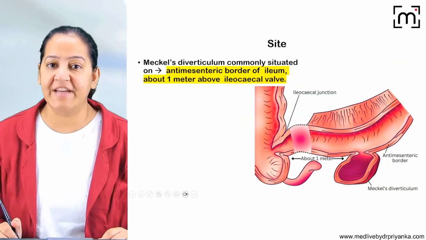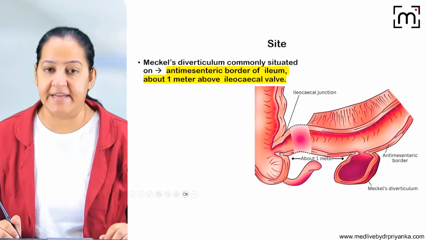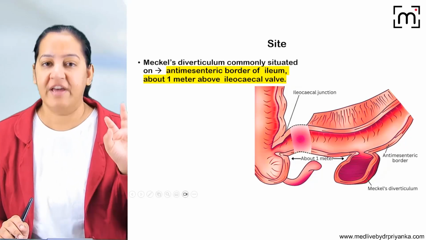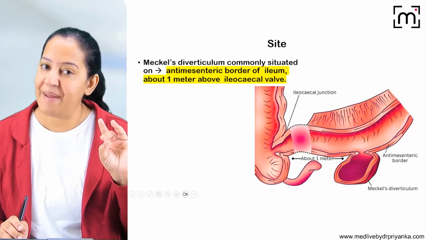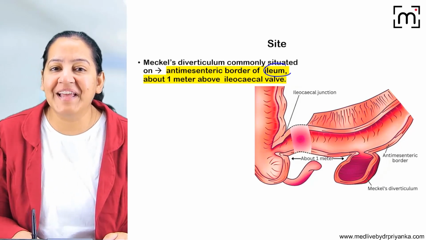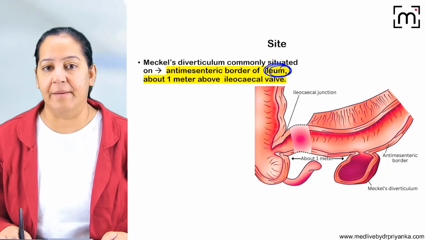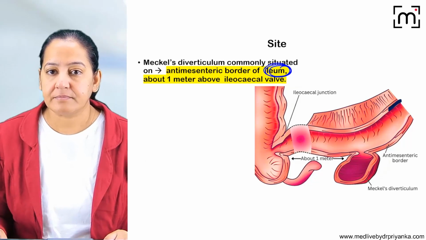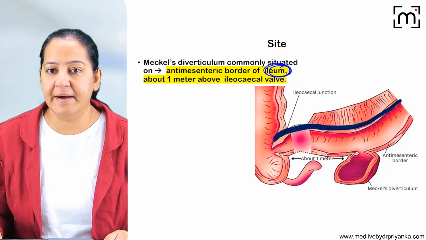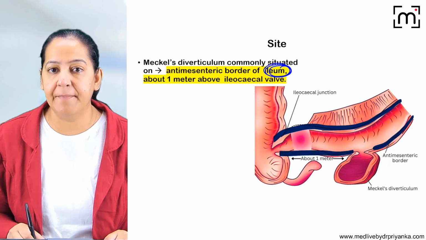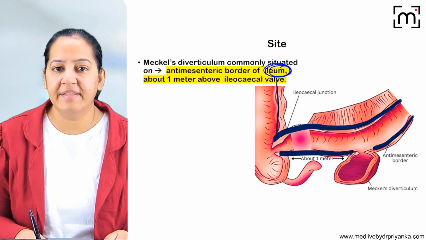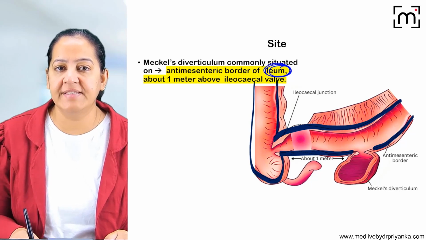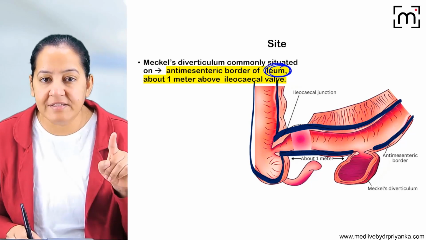Now what is the most common site? It is present in the intestine. In the human small intestine, we have 3 portions: duodenum, jejunum and ileum. Most commonly it is present in the ileum. You can see this is the wall of the ileum, and it is opening in the cecum. This is the ileocecal junction. You can easily make out this is the ileocecal junction.